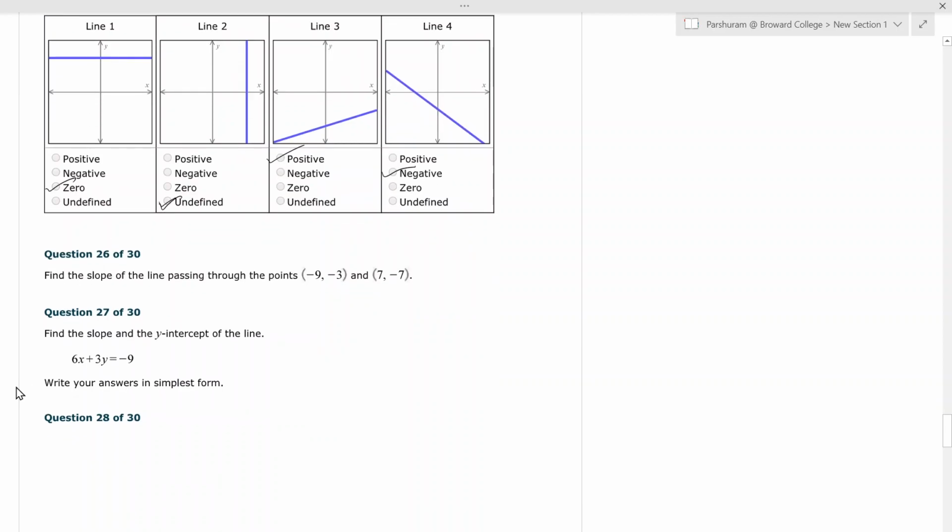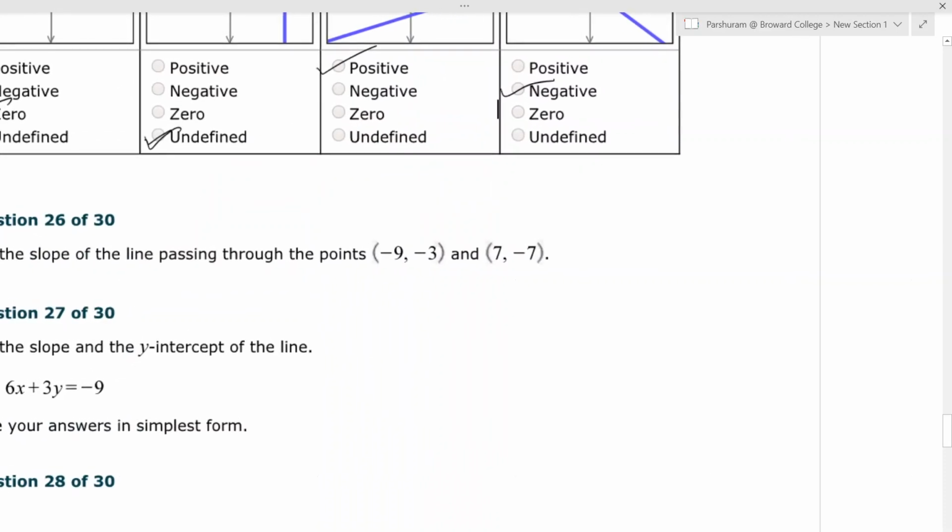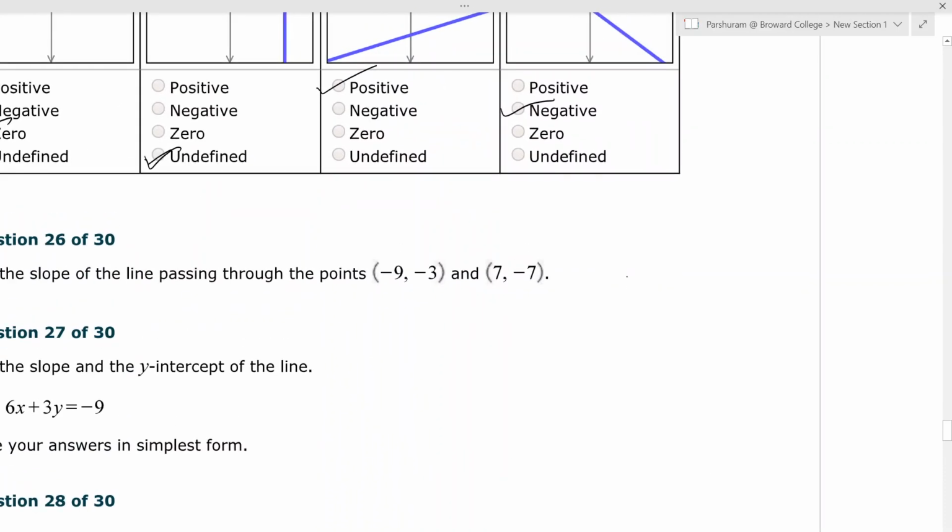Let's go to the next problem, problem 26. Find the slope of the line passing through these 2 points. If you have 2 points on the line, there is a formula for finding the slope. That is the difference between the y coordinates over the difference between the x coordinates. So let's assume that the first point is x1, y1 and the second point is x2, y2.